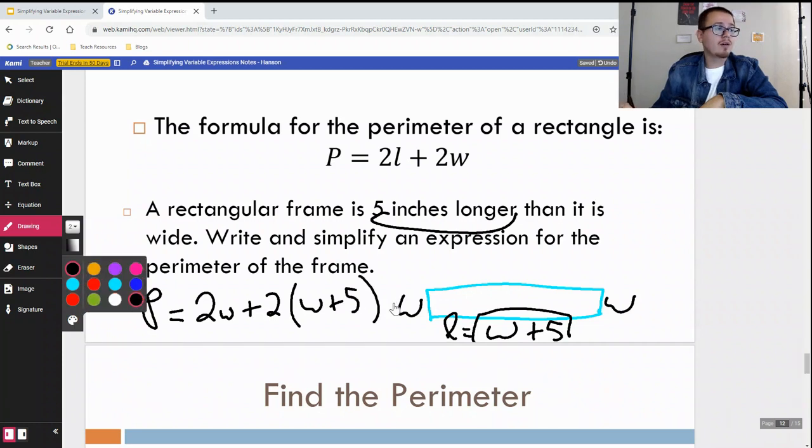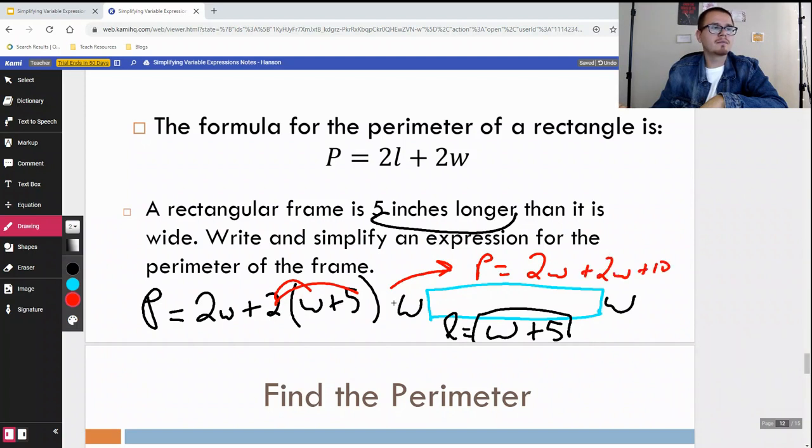Now, if you want to go ahead and figure this out, what you've got to do is distribute first. And this is not my best work, I'm going to be honest, but it is what it is. So P equals 2W plus 2W plus 10. Add that together. You're going to get 4W plus 10 as the perimeter of this rectangle.